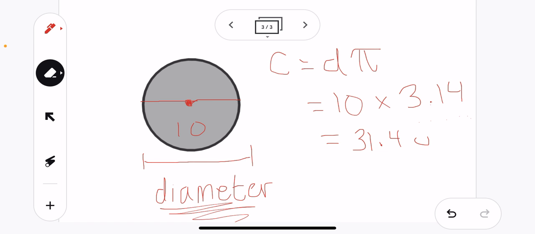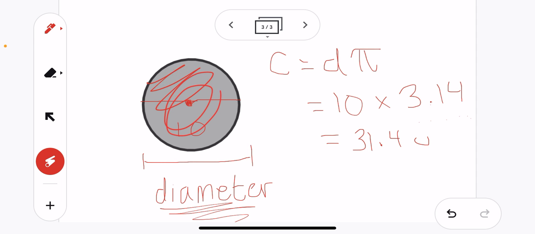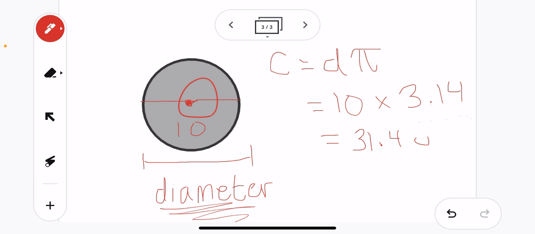But now, how would we find the area? How would we find what's inside here? If you're thinking that we might have to use the diameter again, you're kind of on the right track, but we're actually not going to use exactly the diameter again. Instead, we're going to use half of it. So half of the diameter. There's a specific name for this as well. It's called the radius. In this case, the radius would be 5.